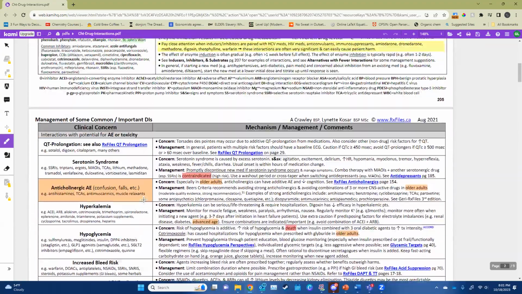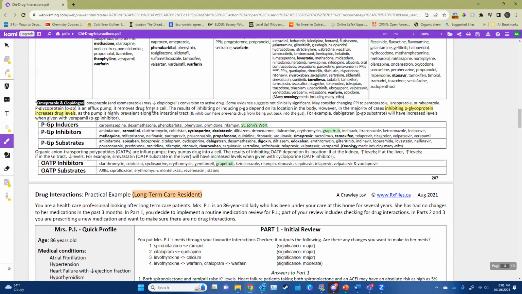Also, just want to show you that the P glycoprotein ones are down here, as well as OATP. You'll talk about OATP later.